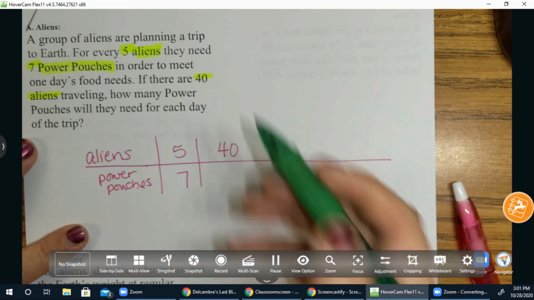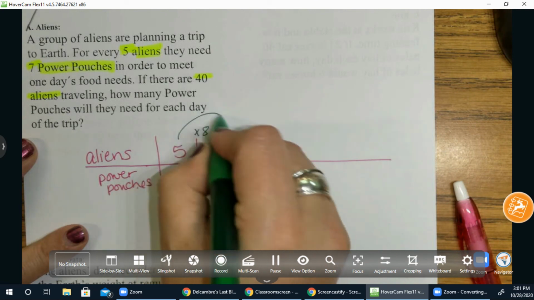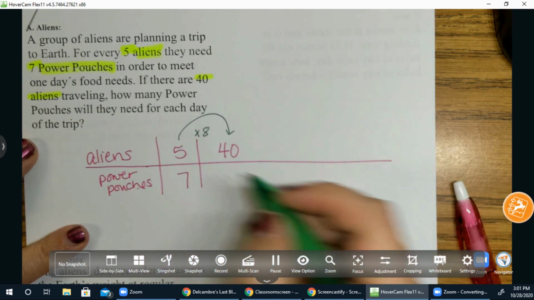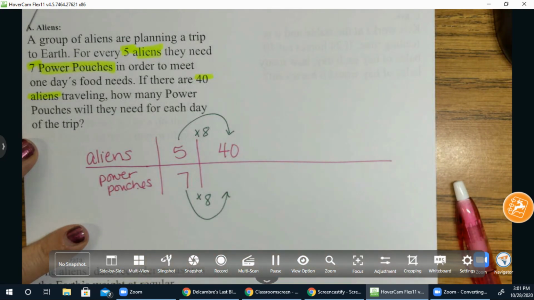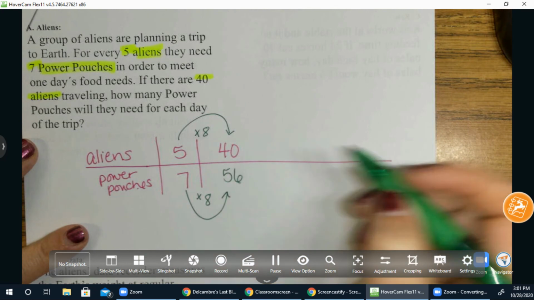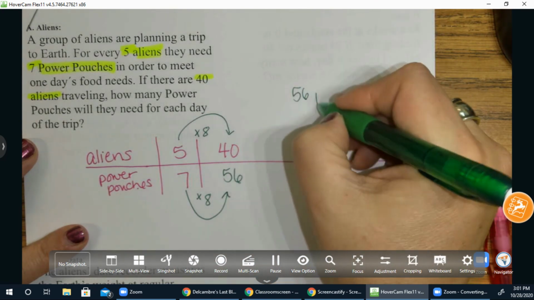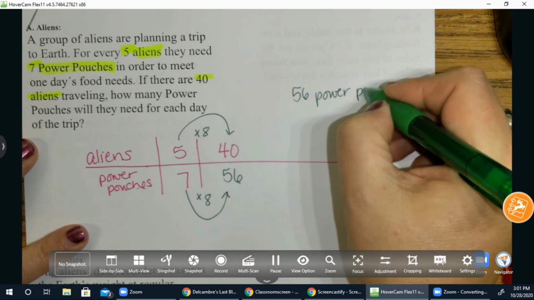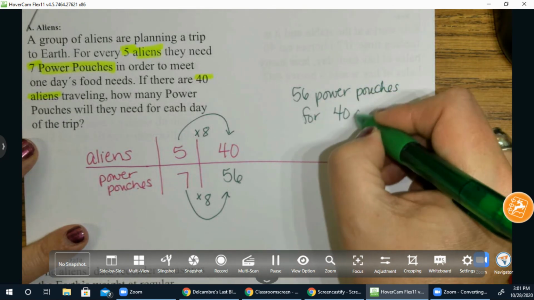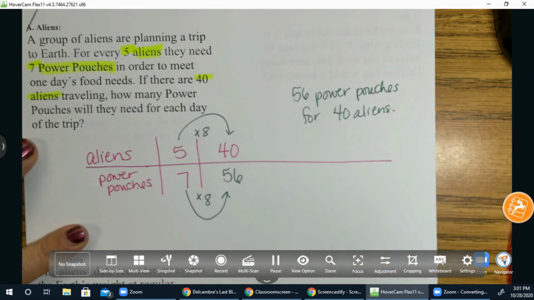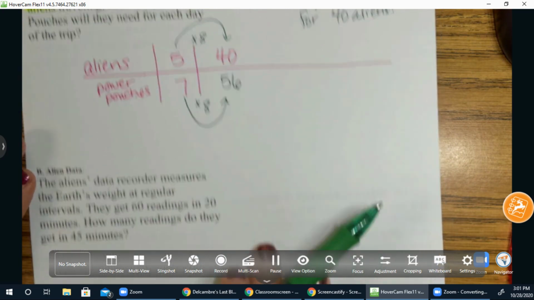Well, if you look closely, 5 times 8 gives me 40. So if I times this by 8, I times the bottom by 8. And 7 times 8 is 56. So you would need 56 power pouches for 40 aliens. Okay. Do you see how visually I can go from 5 to 40 by multiplying by 8, then I multiply 7 by 8, and I get 56. All right, let's go to the next one.